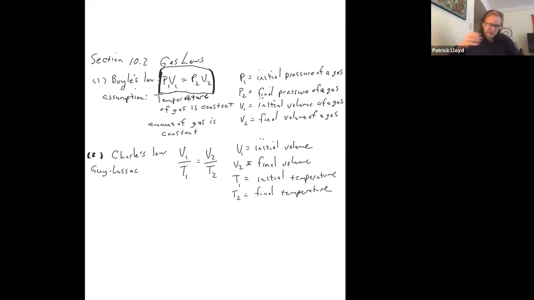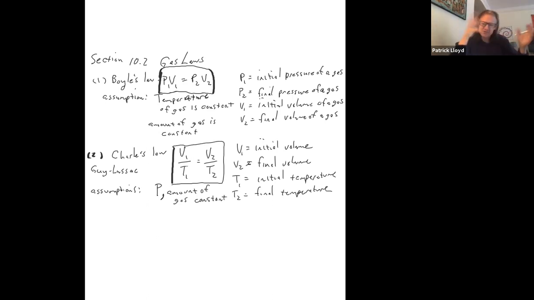And just as with Boyle's law, Charles's and Gay-Lussac's law have two assumptions. Pressure and the amount of gas constant. So I put a comma there to indicate that both of those have to be constant. You can't change the amount of gas and can't change the pressure. That would make this law invalid. Tomorrow we'll look at problems where you can combine everything together. It's called the ideal gas law.